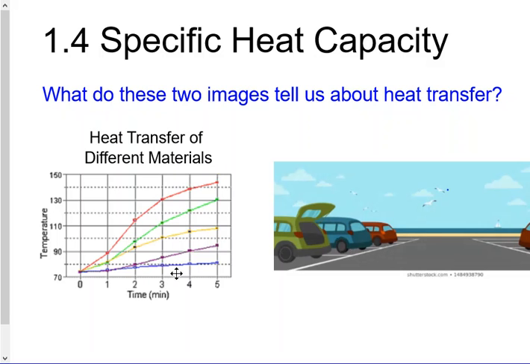So in the graph, we have different materials that are being subjected to the same amount of heat. So for example, you put them into the same oven. Now you'll notice that some are rising in temperature faster per minute, so per unit time, than others. So some are getting hotter faster. Now, what does that have to do with our beach picture?